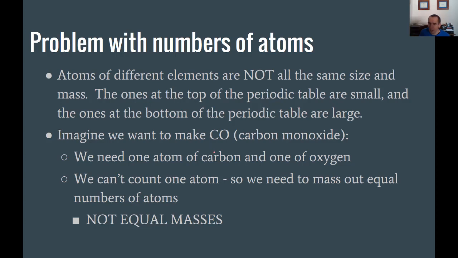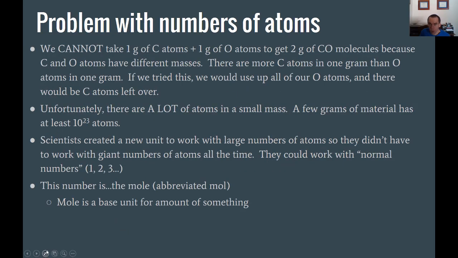We can't grab one atom, so we'd have to mass out equal amounts. But if we massed out equal amounts in terms of grams, we would have different amounts of atoms. So we've got to be able to convert between atoms and grams, which is what we've been doing all year long when we've been messing with moles and formula units and balanced equations.